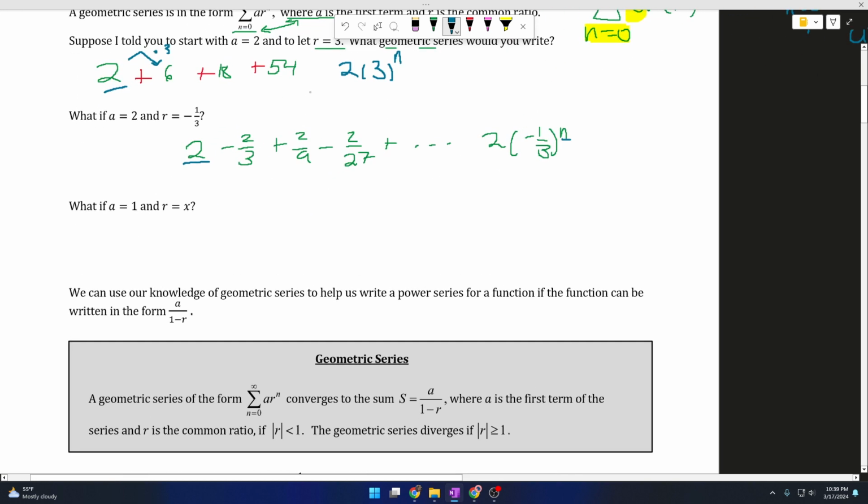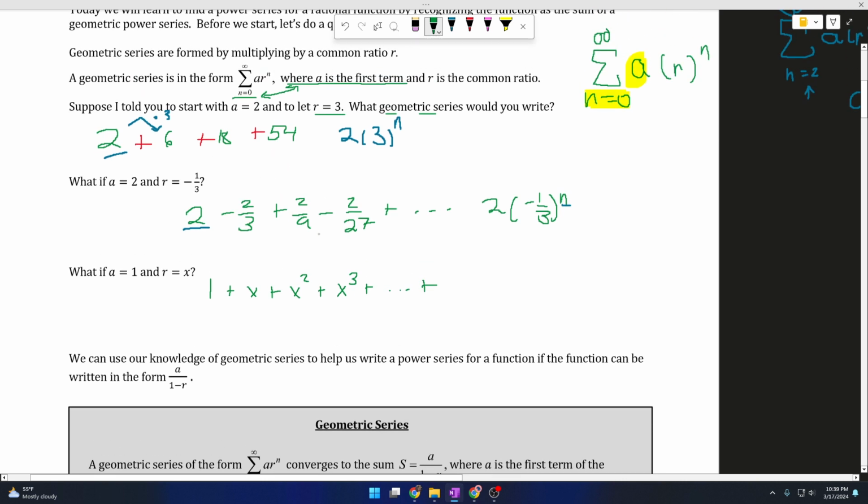Alright, and what if a is 1 and r is x? That means we start off with a value of 1, and to get to the next term we need to multiply by some unknown x. And now you can start to kind of see an idea forming. The idea being that the first examples were all just numerical values. The only variable in the question was n. N is like the looping or iterative sigma variable.